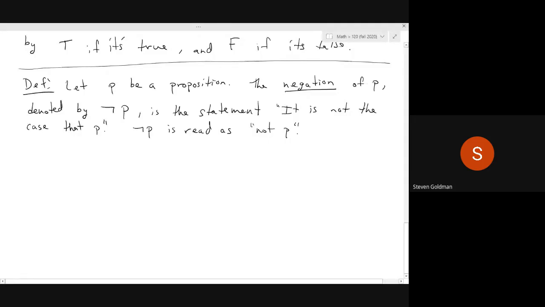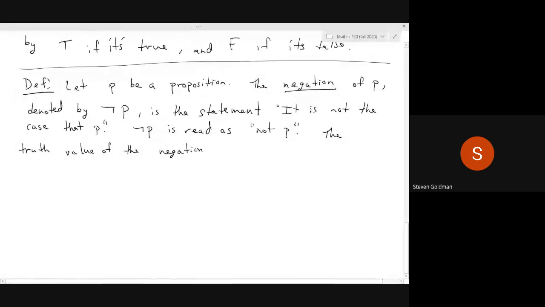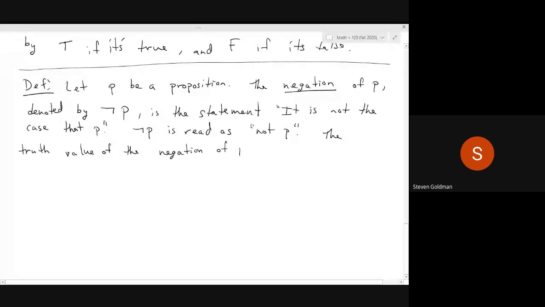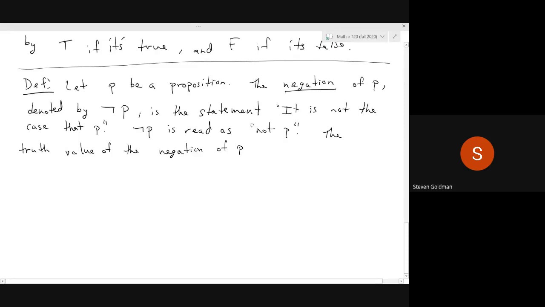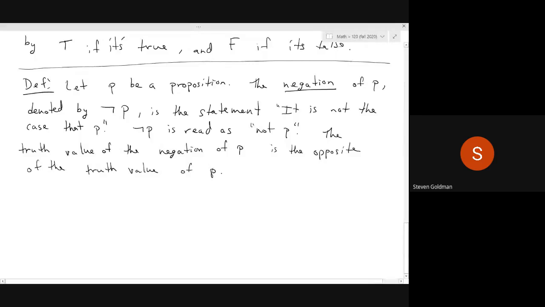The truth value of the negation of P is the opposite of the truth value of P. So whatever truth value P has, let's say P is true, its negation, not P, will have the opposite truth value. So again, if P is true, not P will be false. If P is false, not P will be true.